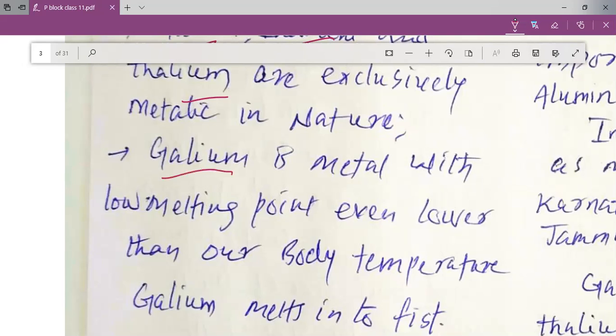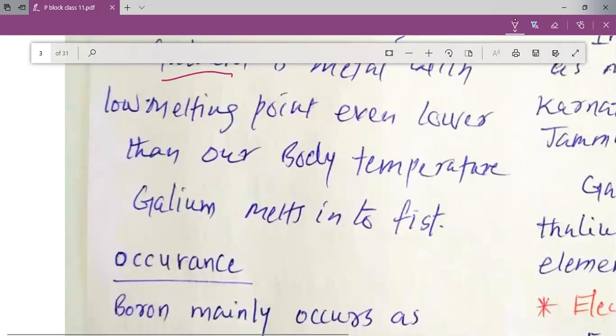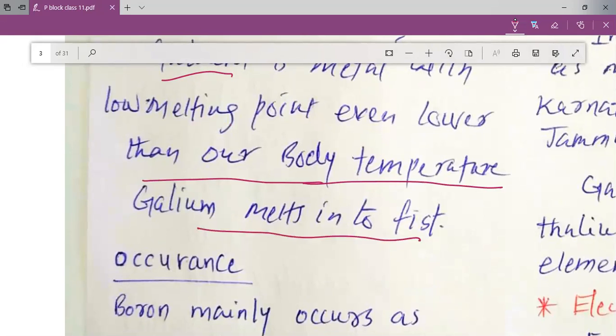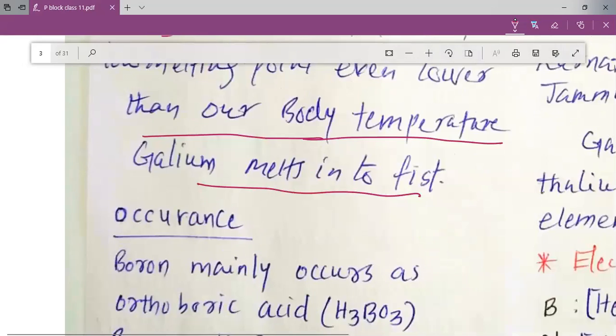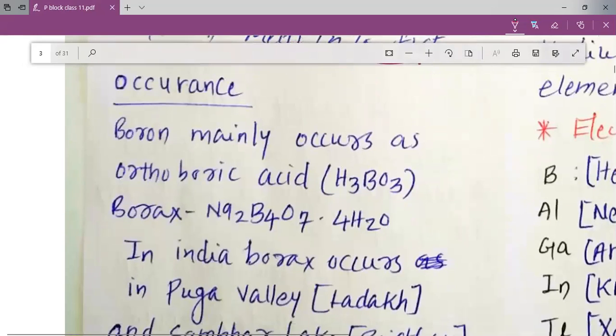Now there is one speciality in gallium. Gallium is a metal with a low melting point, even lower than our body temperature. Please remember that the melting point of gallium is even lower than our body temperature. Gallium melts in our fist. If we take gallium and put it in our hand and then make a fist, and keep the fist as usual for some minutes, the gallium is going to melt, and this is how gallium melts at our body temperature, my dear students.